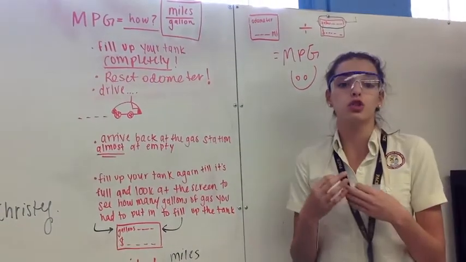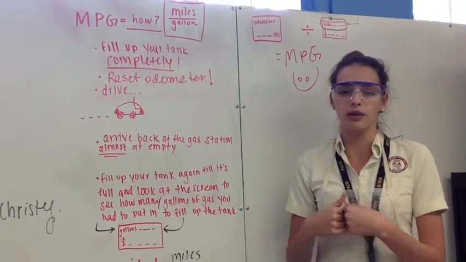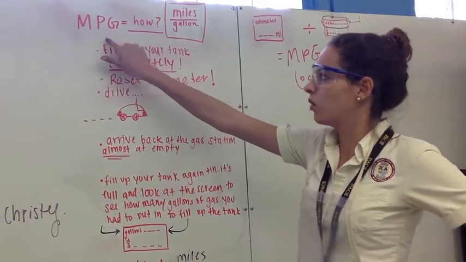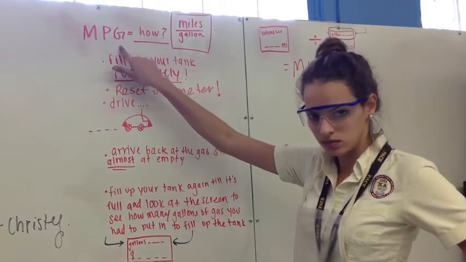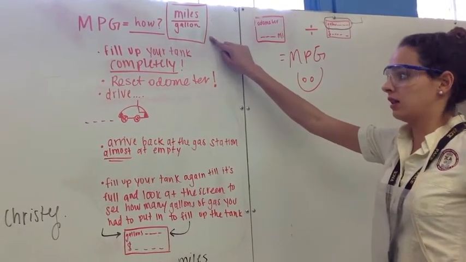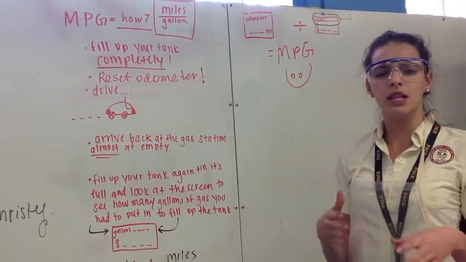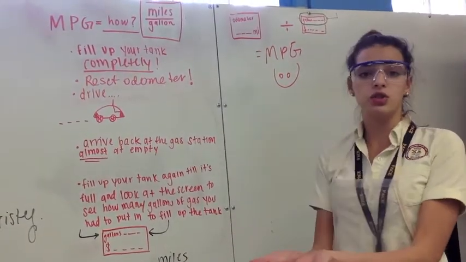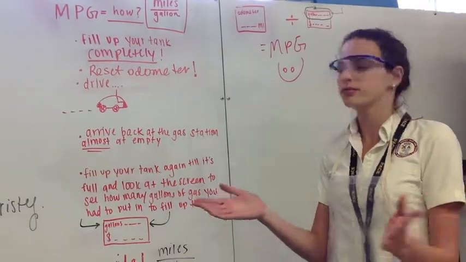All right, so in that problem, we were using a theoretical MPG, but now we're actually going to find out what the true MPG of your car is, not what the dealers sell you. MPG stands for miles per gallon, so that's also saying miles divided by gallons. So here's a quick little experiment that you can do to find out how many miles you can travel on 1 gallon of gas.